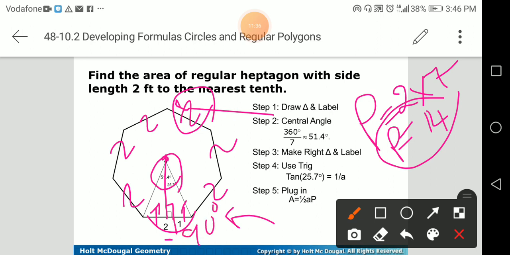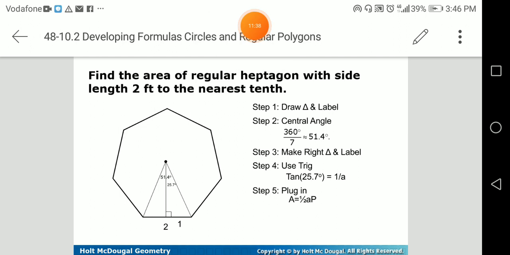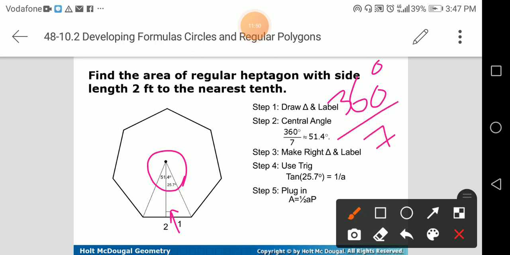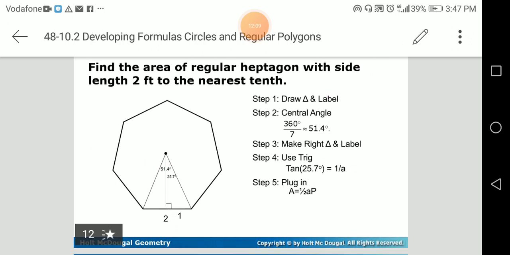Okay guys, again I will clear it for you. This is 90 degrees, and what's the angle here? I told you how to get this angle. It's 360 degrees, the total measure of angles, divided by 7, the number of sides, and it gives me 51.4. So 51.4 will be divided into 2 equal parts to get this small angle. It's 25.7. So you've got 25.7 in this triangle.